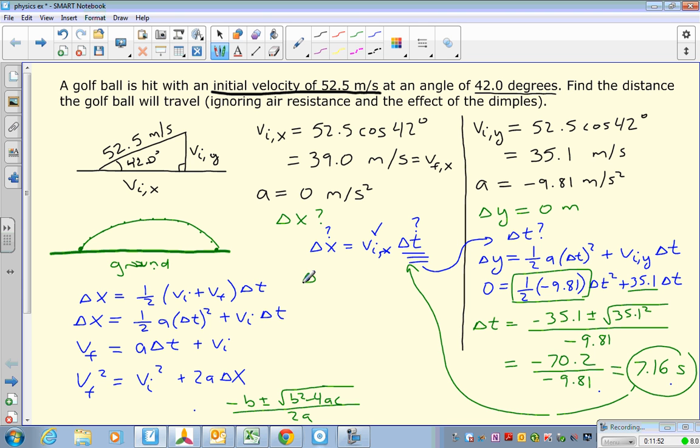So delta x, the distance, is going to be equal to v initial, which we calculated in the x direction as 39.0, times 7.16 seconds. And so total, we get that the displacement in the x direction is 279 meters. That's my final answer. What that means is the golf ball will end up 279 meters down the fairway. So I hope this problem helped you figure out how to find the final distance of a projectile that's launched at an angle.